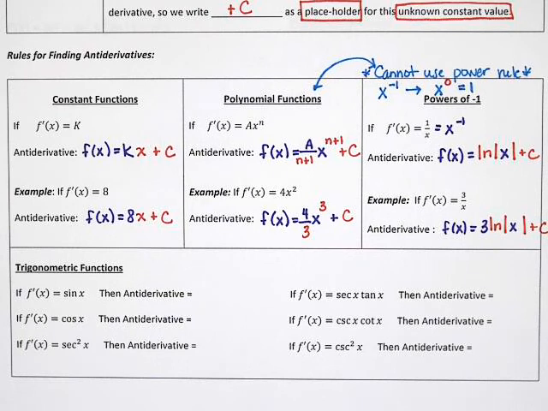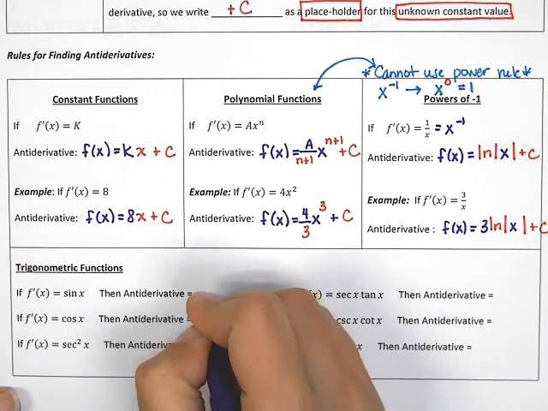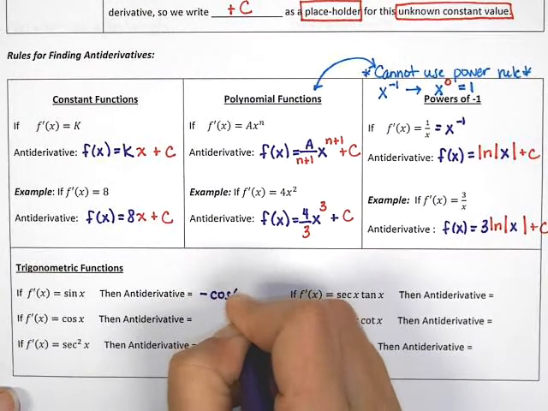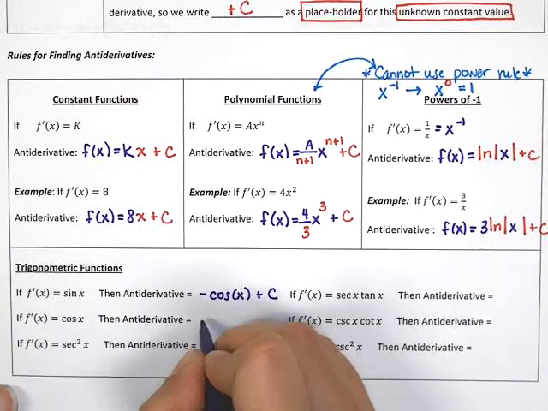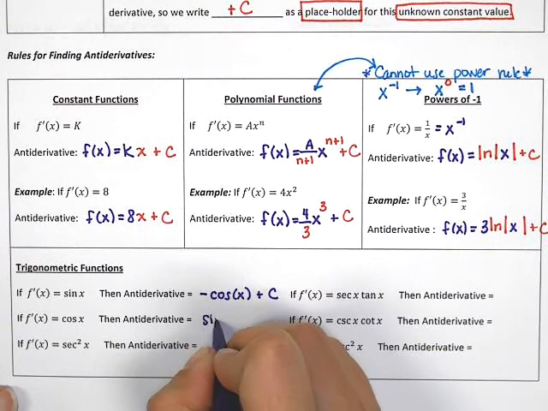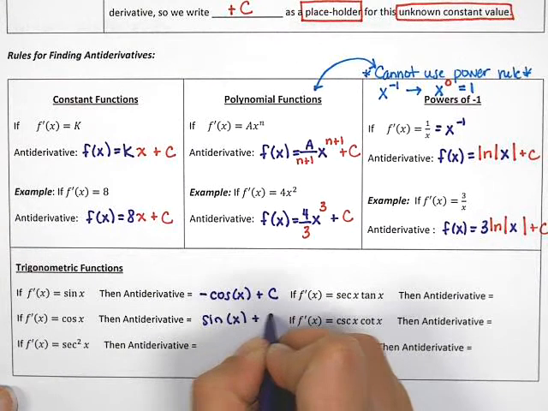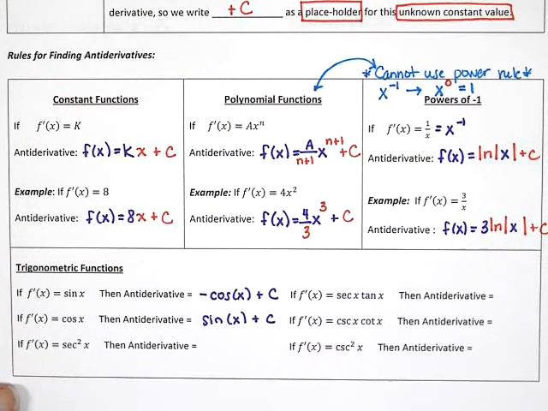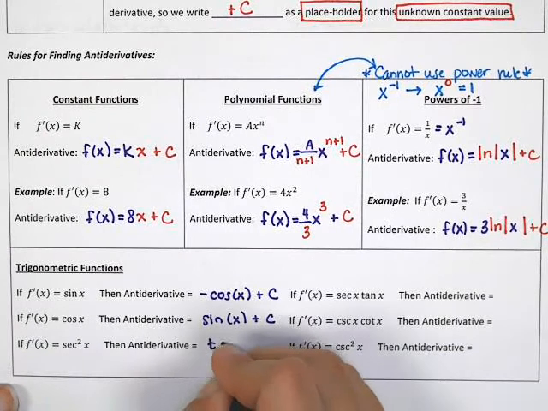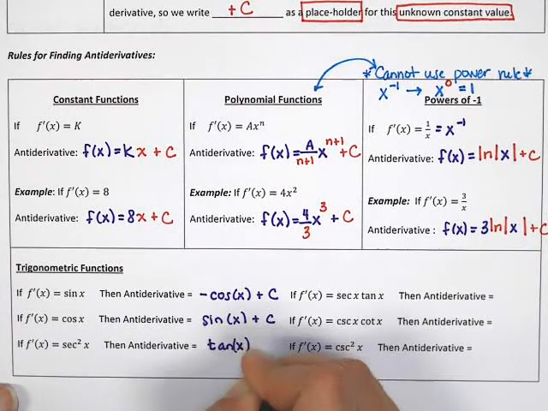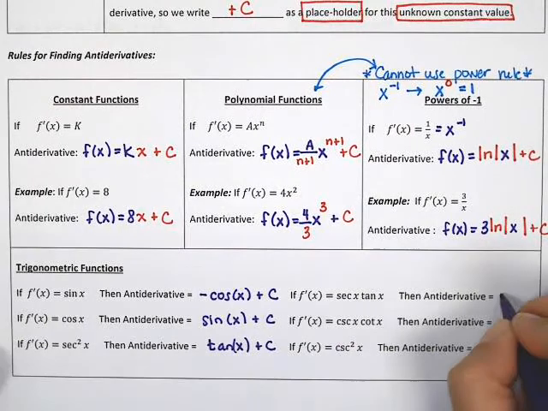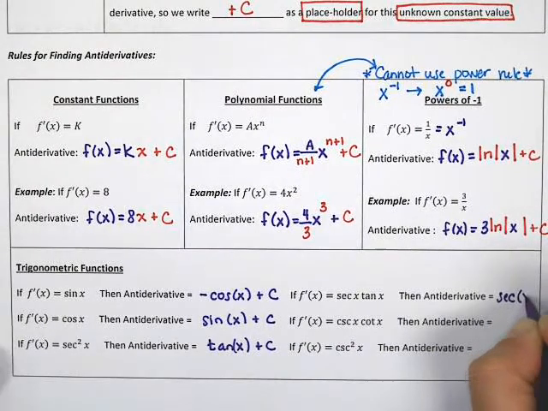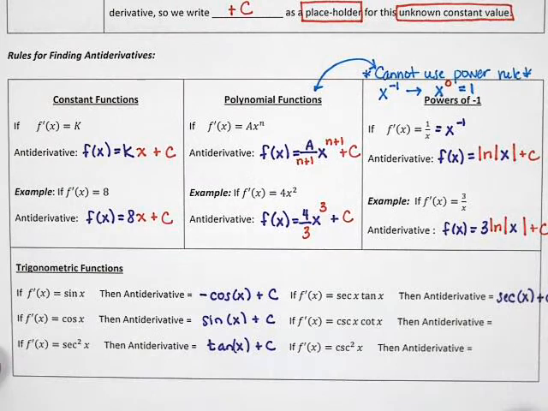If we look at sine, if your derivative is sine, then the antiderivative would have been negative cosine of x plus c. If your derivative is cosine, then the antiderivative would have been sine of x plus c. If your derivative is secant squared, then your antiderivative would have been tangent of x plus c. If your derivative is secant times tangent, then your antiderivative would have been secant of x plus c.